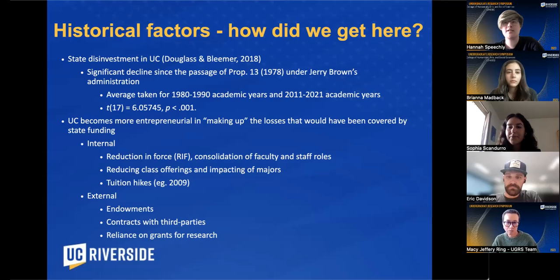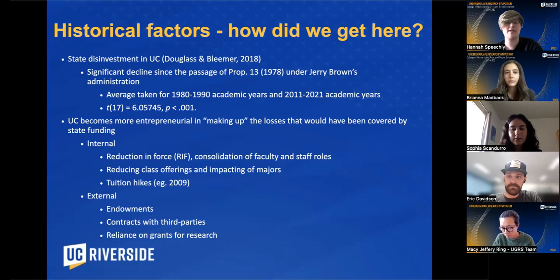Another is tuition hikes. They have to get the money from somewhere, and if it's not coming from the state, it's going to be coming from the students. So the most famous one is in 2009, where tuition went up from $8,000 to $10,000. People were not happy about that, but the Regents said, well, the money's not coming from the government. We just had a recession. It's going to come from you guys. And that makes it difficult for low-income students to be able to afford a university tuition. So it affects not just the faculty, but also the students who want to come to our university.